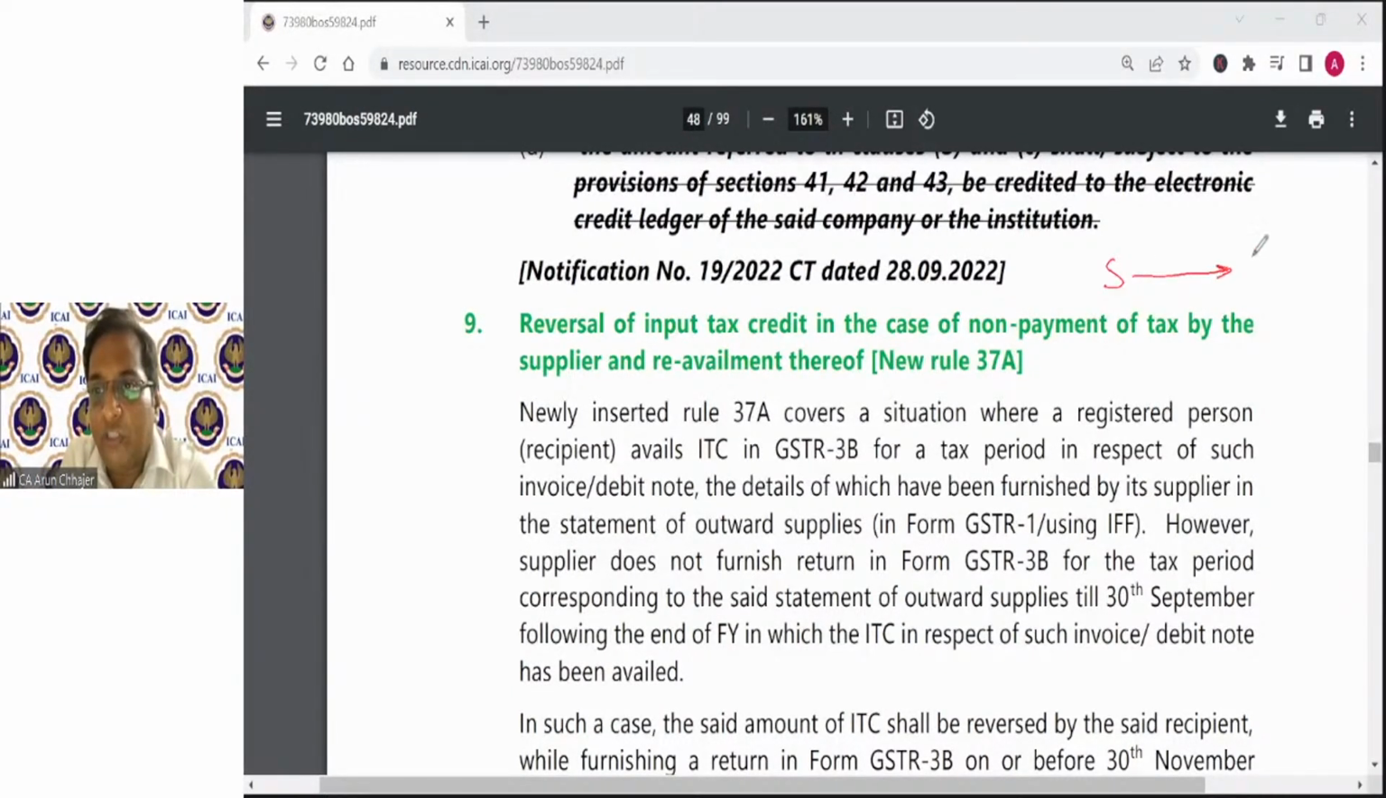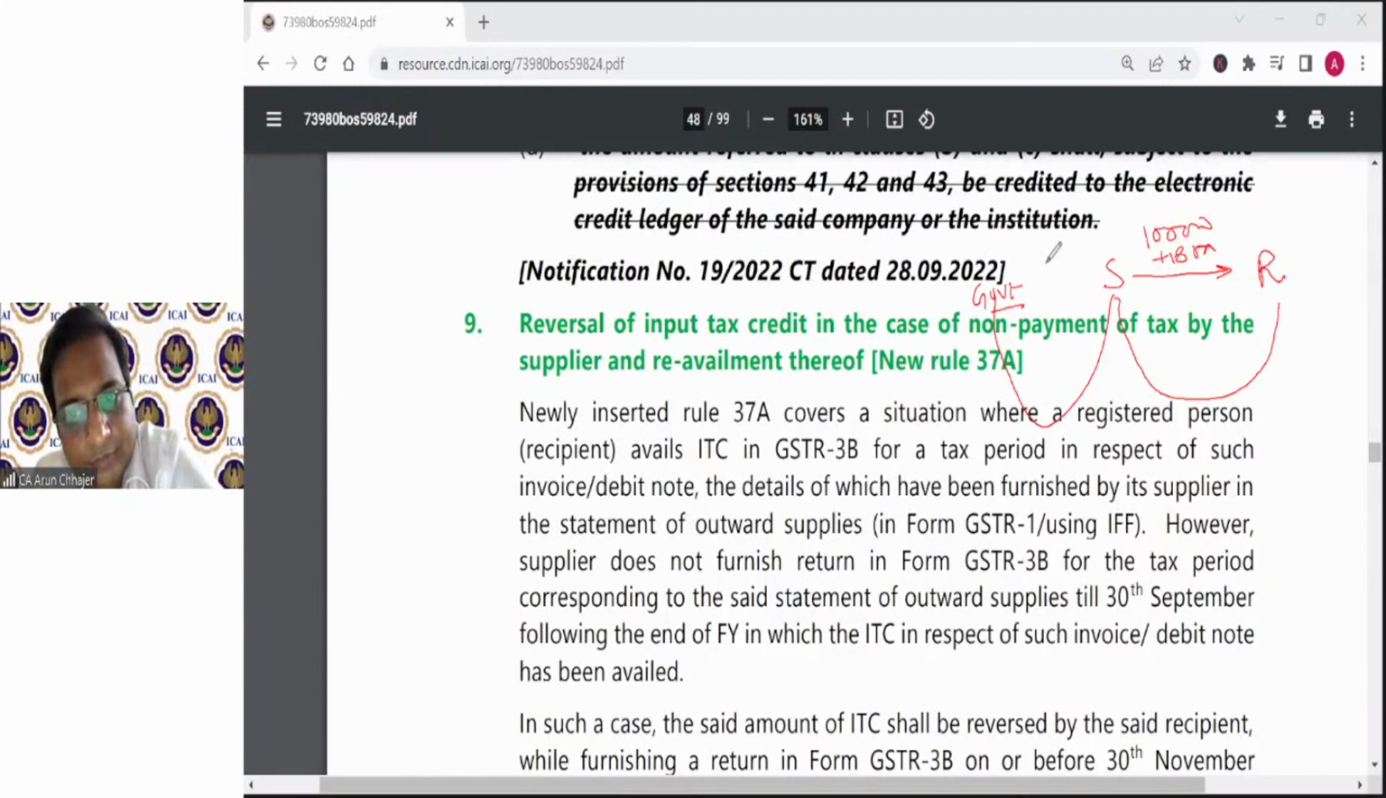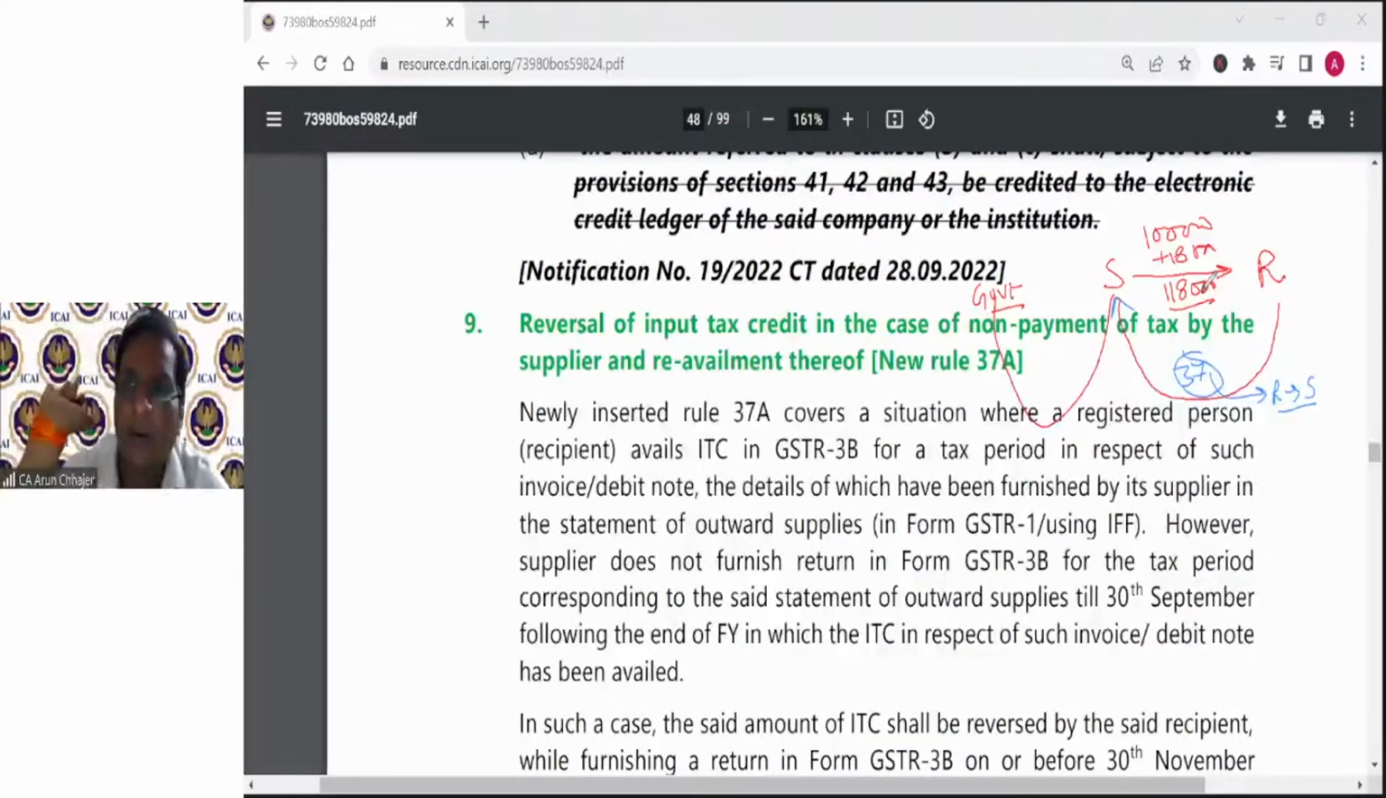Try to understand. The supplier has issued the invoice to the recipient. Let's say the amount is 1 lakh and tax is 18,000. The recipient will pay the supplier and the supplier will pay the government. So the total is 1,18,000. Currently, we have discussed rule 37. What is rule 37? If the recipient does not make the payment to the supplier within 180 days, then he has to reverse the ITC along with interest. This part we have discussed.